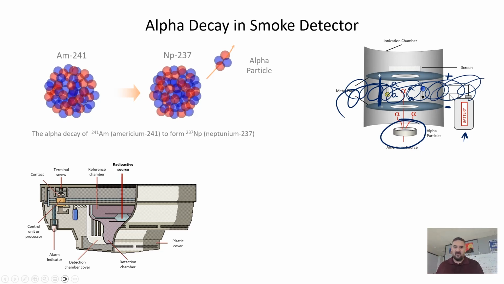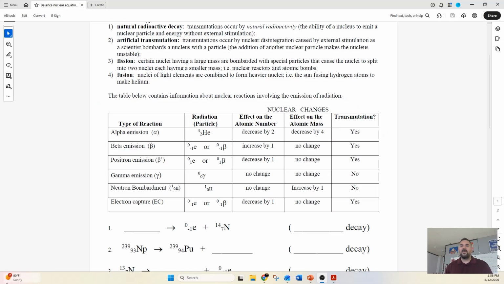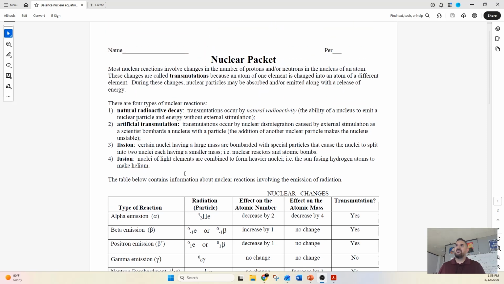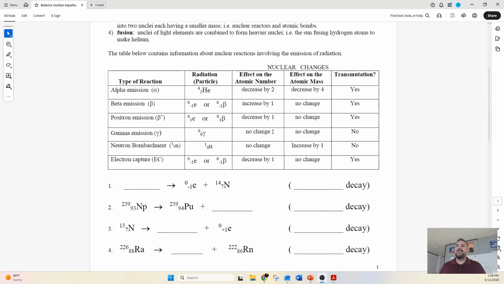Actually, let's go ahead and do some practice. Okay, let's take a look at this real quick. So here is today's assignment. Here at the top, you're going to see we have some notes for nuclear. And then here's that chart that I told you about earlier. You don't have to write it down because I'm going to provide it. So there it is right there. This is also going to help with today's assignment.